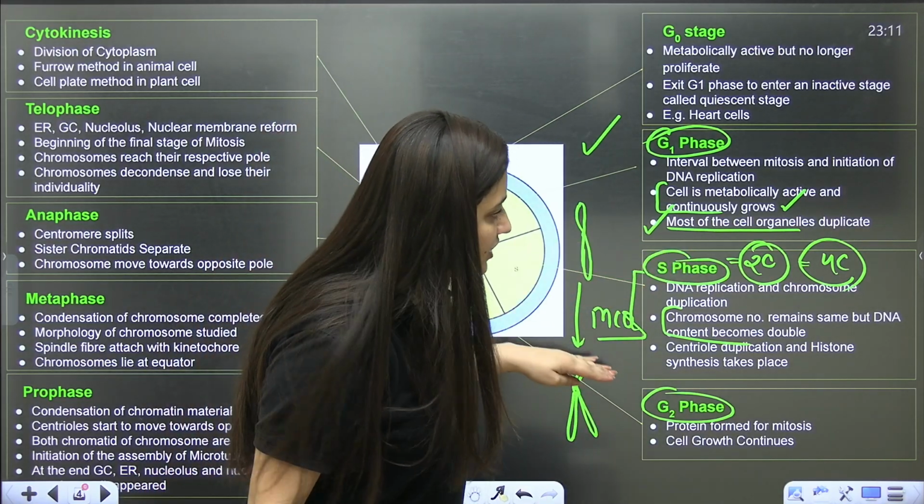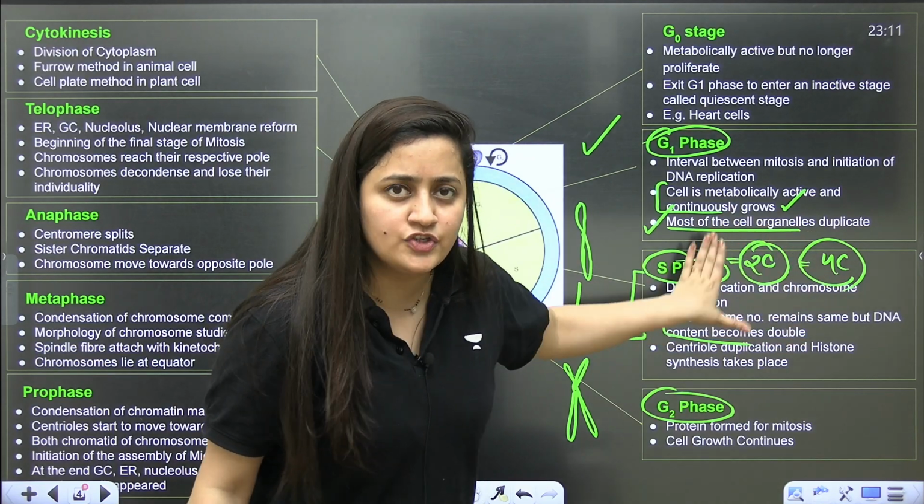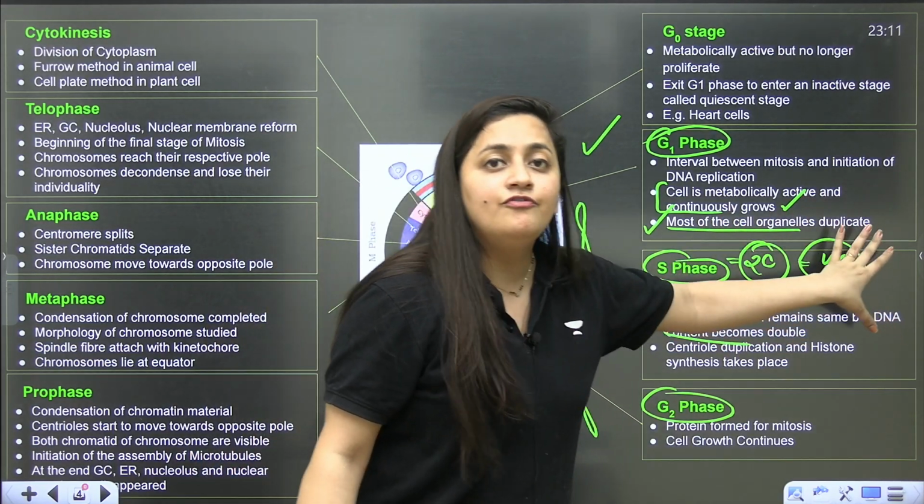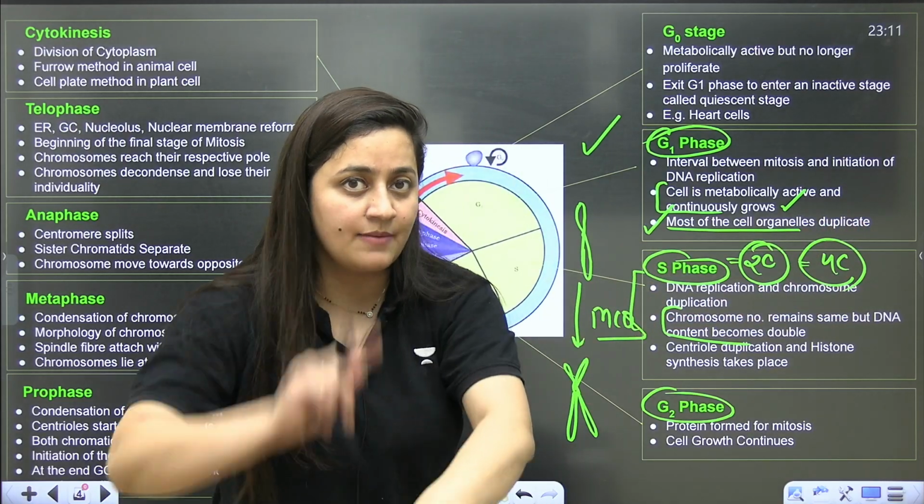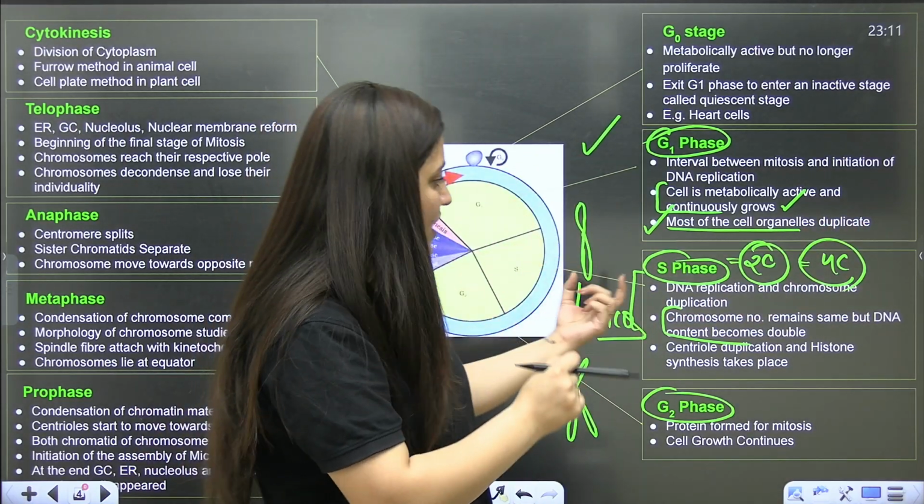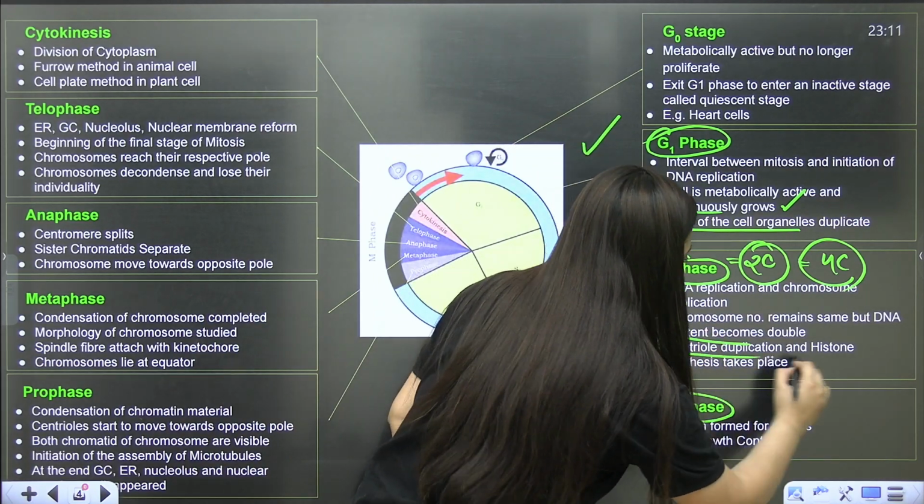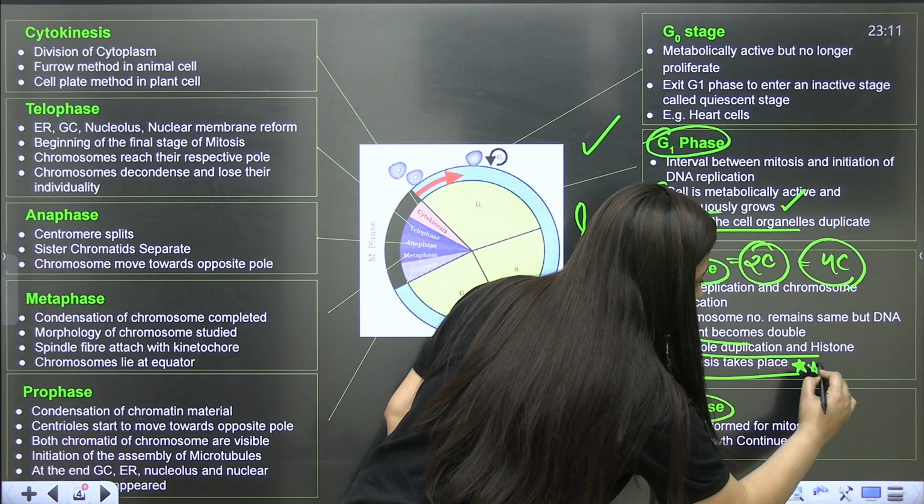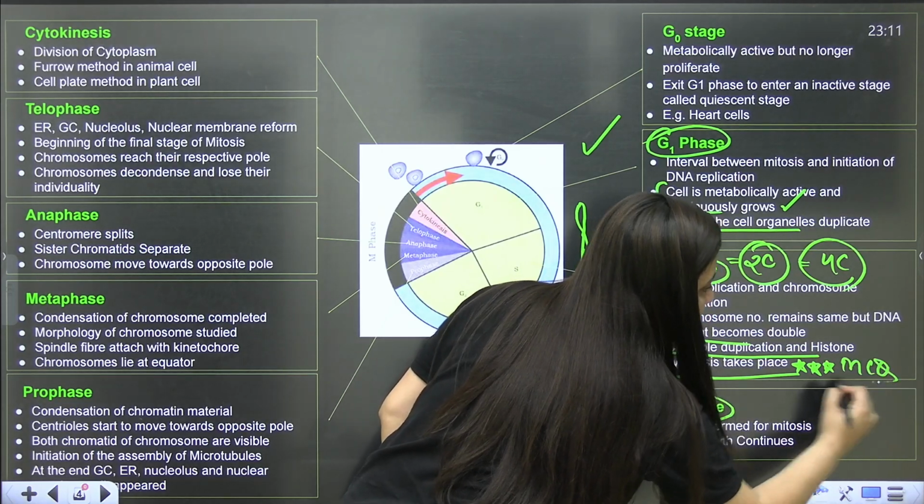So in the S phase, what is going to happen? 2C, that is the initial amount of DNA, will become 4C, but the number of chromosomes will remain the same. One extra question from NEET 2021: even in the S phase, centriole duplication will also take place, and histone synthesis will also occur in this particular phase.